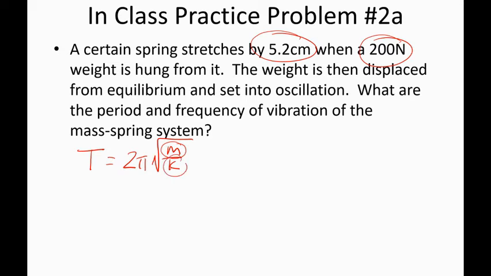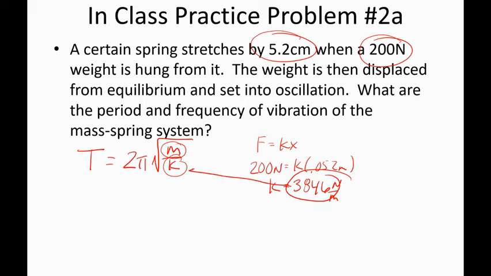Okay. Do I know what my K value is? Well, I'm not really sure what that is. So I need to look at the information that I'm given. Okay. So I know that force is equal to Kx. And so I know my force is 200 newtons. 200 newtons is equal to K times 0.052 meters. That's going to end up giving me a K value of 3,846 newtons per meter. And I'm going to use that information and plug it in here.